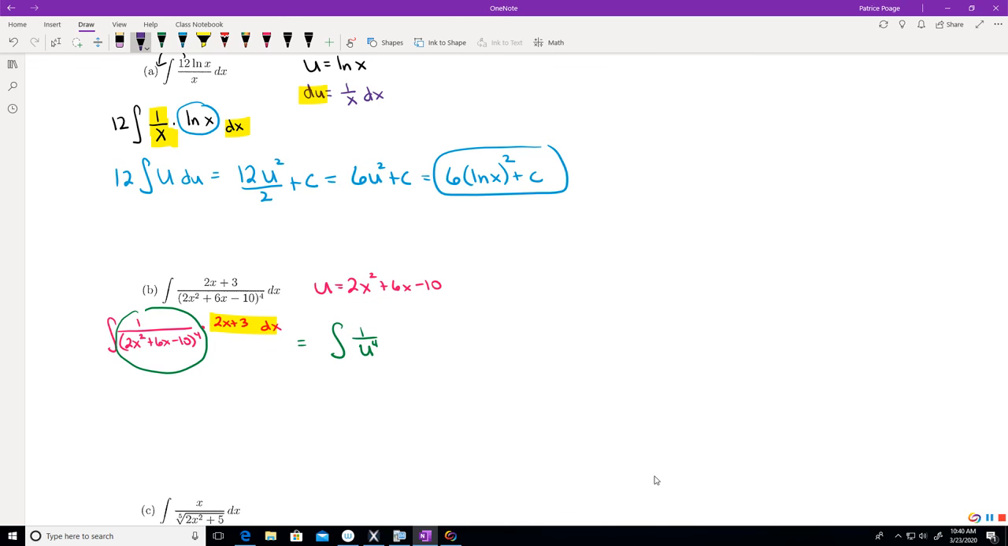So if I take the derivative of both sides, I get 1 du equals 4x plus 6 dx. What I need is 2x plus 3 dx. How can I make that happen? Yep, I can divide both sides by 2 or multiply both sides by half. So I'm going to have 1/2 du equals 2x plus 3 dx. So I will replace it with 1/2 du. And that'll equal 1/2. I'm going to bring that u up to the top and make it to the negative 4.